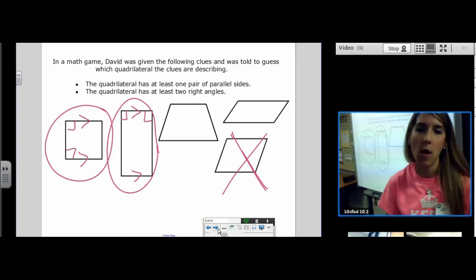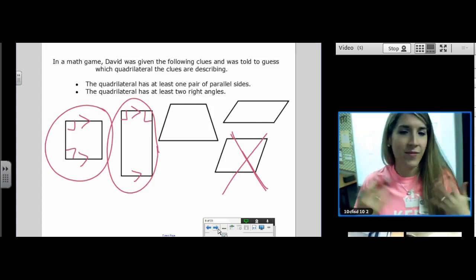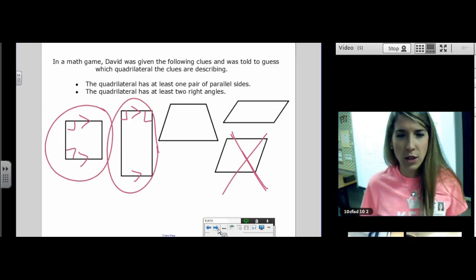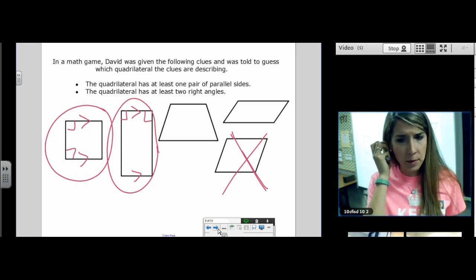Why would a trapezoid not work? It has at least one pair of parallel sides, but it doesn't have at least two right angles necessarily. It could, though. Could it? Could a trapezoid have right angles?